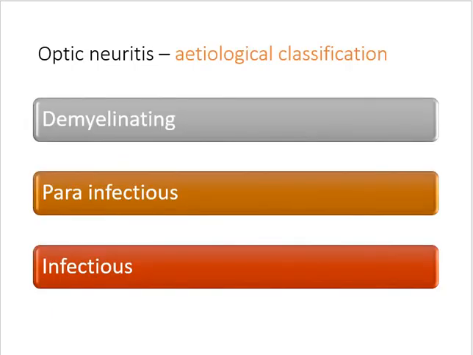So I mentioned before that optic neuritis can be classified according to how it looks or what it's caused by. And here's the etiological classification. So this is what it's caused by. It can be either demyelinating, which the most common cause in demyelinating optic neuritis is multiple sclerosis. It can be para-infectious, and it follows a viral infection or an immunization. And it can be infectious. So something like a sinus infection, cat scratch fever, syphilis, Lyme disease, or even AIDS can cause an infectious optic neuritis.